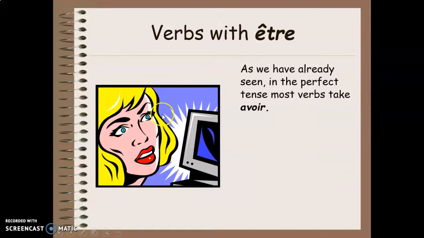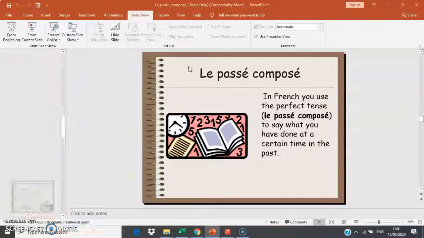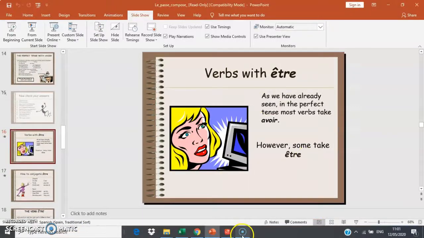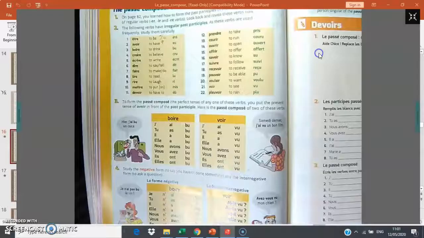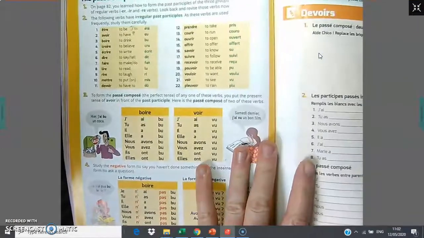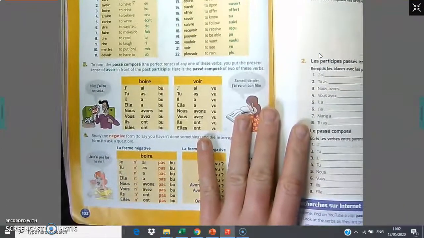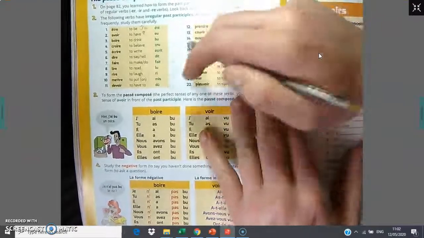Now, the next bit is we're going to have a look, not today, but later on, at these verbs with être. Okay, so we've seen that the passé composé will do avoir. We'll have a look at être. Okay, so I'm just going to zoom out to our book. So here we have our book. Okay, so we're just having a look at page 102.